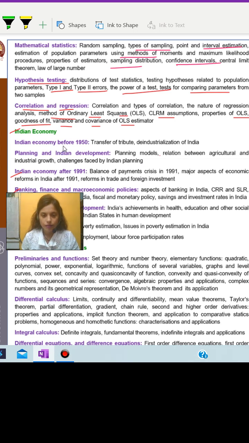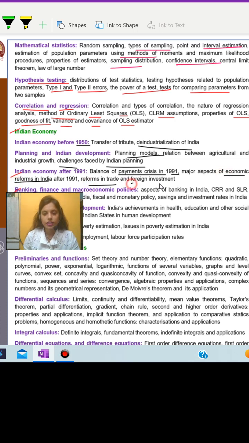So yes, from India before 1950, deindustrialization of India, this one you have to know. Planning and Indian development, planning models should be clear. Then about the challenges faced by Indian planning, this is important. From Indian economy after 1991, balance of payment crisis, this concept should be known, which took place in the year 1991. Major economic reforms that took place after 1991.